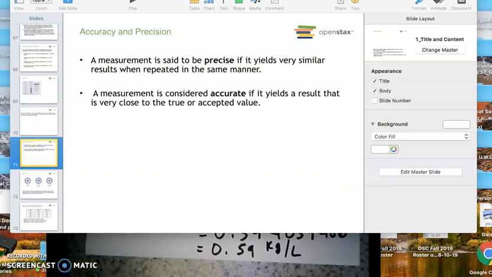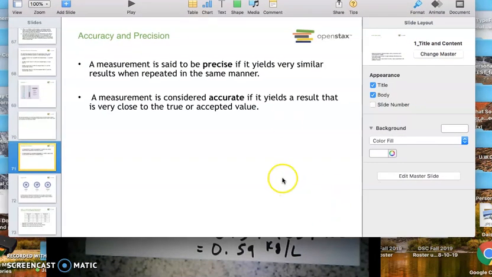Now we need to talk about the difference between the word precision and accuracy. In the lab, when you're doing measurements and those values are similar, if you measure something 3 times, for example, and you get the same number or numbers that are very similar to one another, we refer to that as the number being precise, because you're able to repeat the measurement and get values that are similar. A measurement is considered accurate when the value is actually close to the true or accepted value.